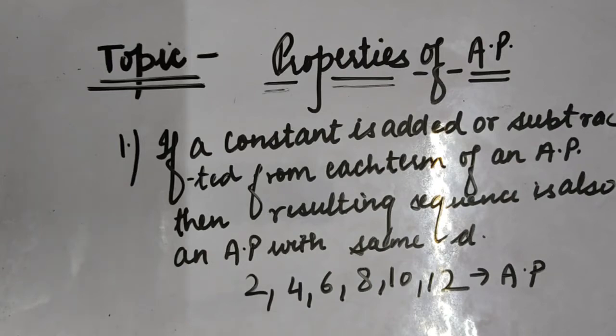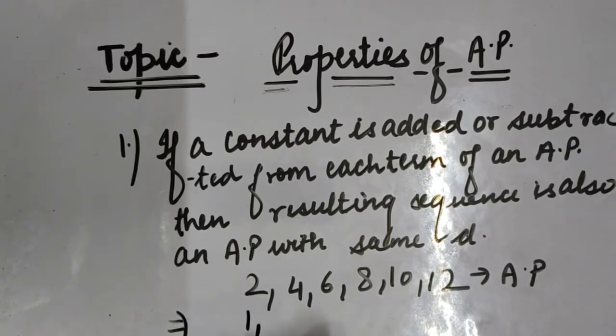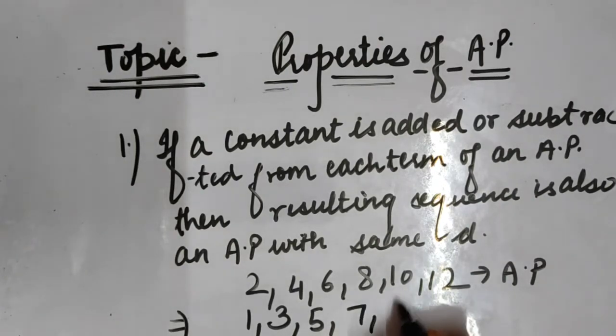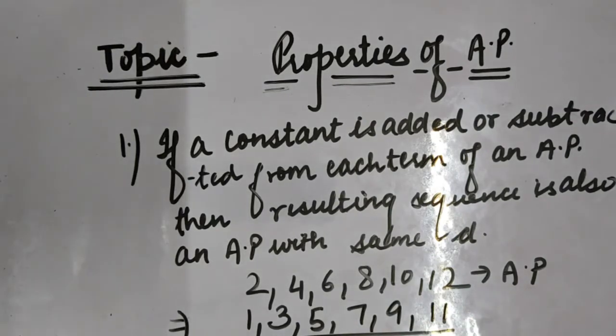Fine. If I am subtracting 1 from each term, then what I will get? 2 minus 1, 1. 4 minus 1, 3. 6 minus 1, 5. 8 minus 1, 7. 10 minus 1, 9. 12 minus 1, 11. Now observe it. Is this an AP? Yes, it is an AP. Here the common difference is also 2. 3 minus 1 is 2. 5 minus 3 is 2. 7 minus 5 is 2. So this is also an example of AP.